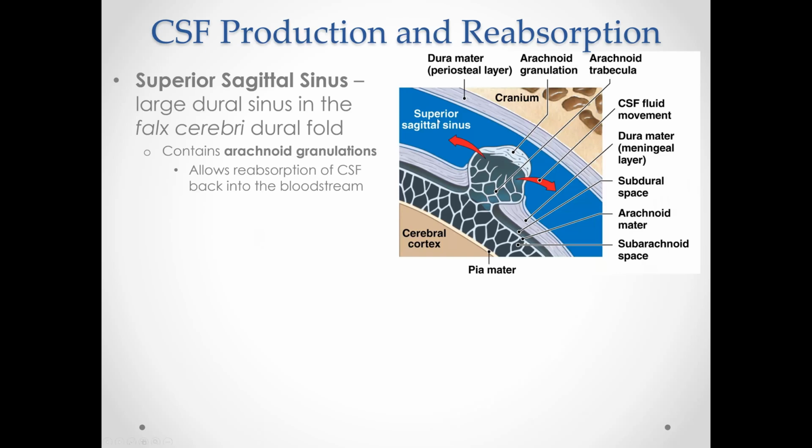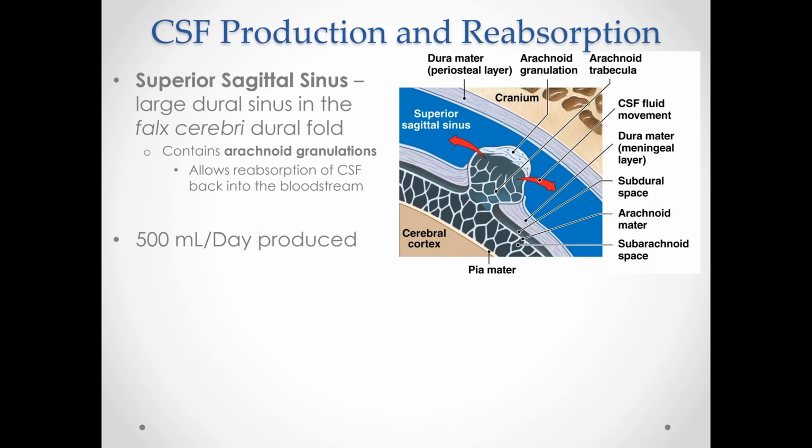So this is venous blood that you would find in these sagittal sinuses. This comes from veins, and we'll talk about blood supply in just a moment. And this is also where CSF is reabsorbed. So remember, CSF is made from the blood and then it returns to the blood.